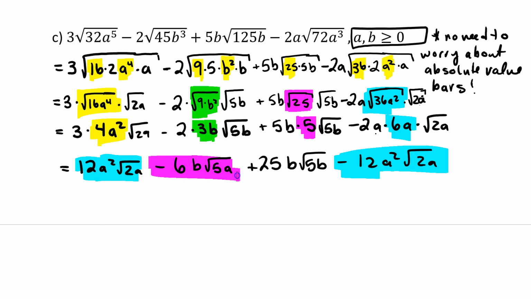And I have negative 6b root 5a. Sorry. Oh man, I'm so glad that I checked over that one. It should be 5b. This one shouldn't be 5a. It should be 5b. I hope that hopefully you guys caught that.